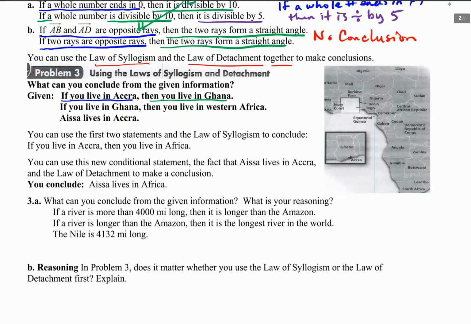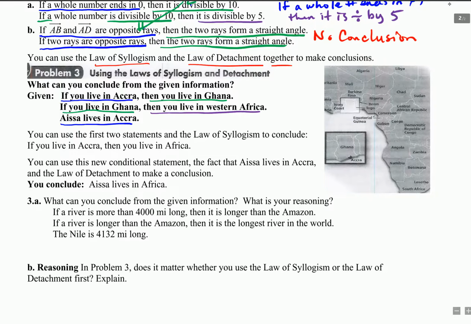The second statement says, if you live in Ghana, oh, that matches. We live in Ghana. Then you live in Western Africa. And finally, Isa lives in Accra. That matches up there.